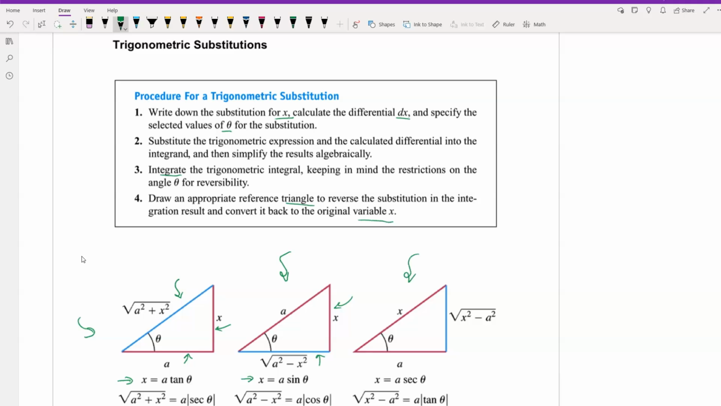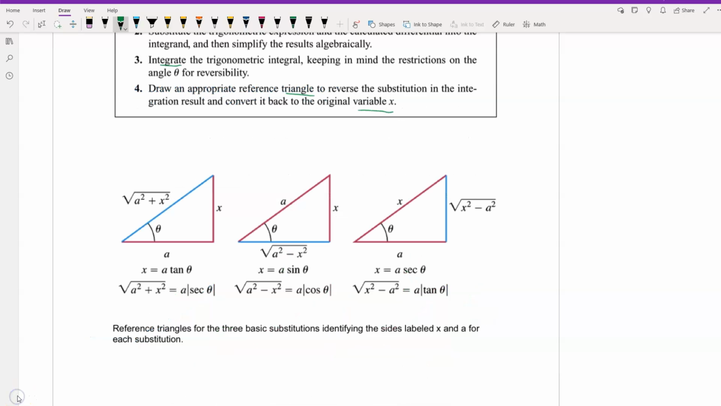And the last one that we have here on the right side: the hypotenuse is x, this side is the square root of x squared minus a squared, and this side is a. When we have this right triangle, we're going to have x equal to a times secant theta. In this case, the square root of x squared minus a squared is equal to a times the absolute value of tangent theta. So these are reference triangles for the three basic substitutions. I find the sides labeled x and a for each substitution.